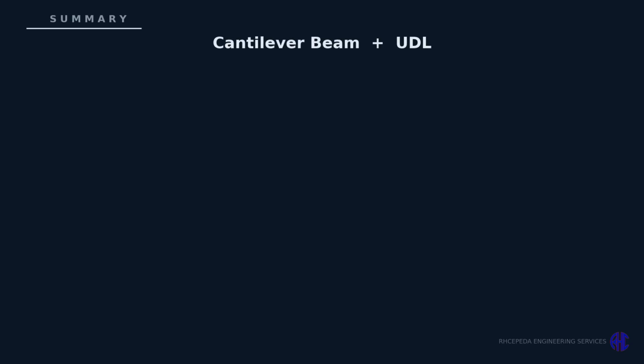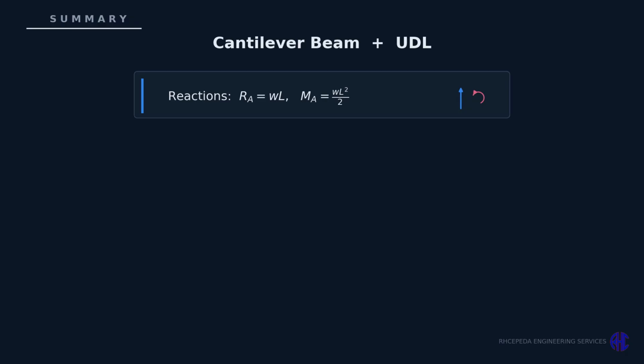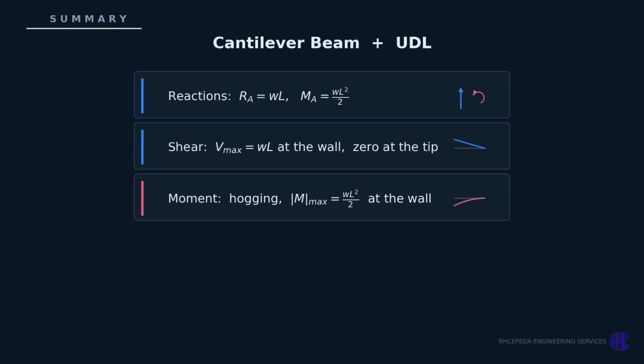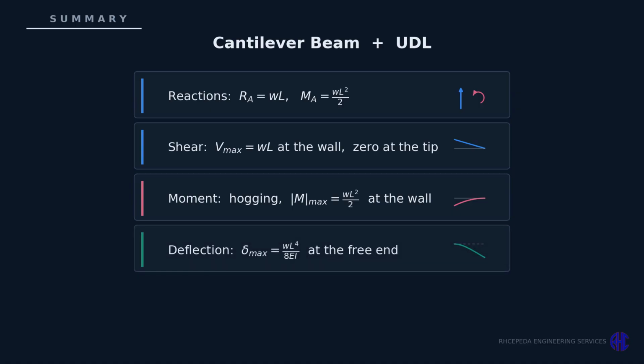Let's recap. For a cantilever under a uniformly distributed load, the wall provides a vertical reaction of WL and a fixed end moment of WL squared over 2. The shear force is maximum at the wall and zero at the free tip. The bending moment is hogging everywhere, peaking at WL squared over 2 at the wall. And the tip deflection is WL to the 4th over 8 EI. Thanks for watching.